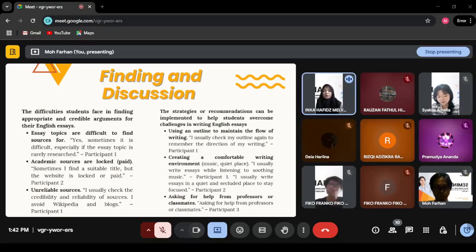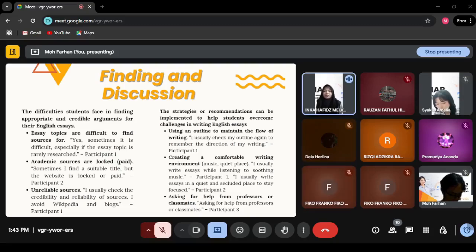Next is the strategies and support. A combination can be implemented to help students overcome challenges in writing English essays. First is using an outline to maintain the flow of writing. As participant one said, I usually check my outline again to remember the direction of my writing. Second is creating a comfortable writing environment, like music or a quiet place. As participant one said, I actually write essays while listening to soothing music. As participant two said, I usually write essays in a quiet and secluded place to stay focused.